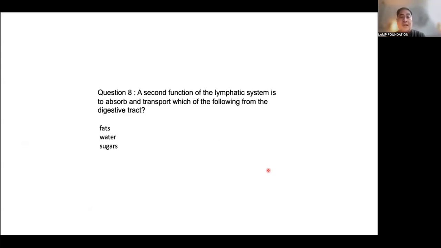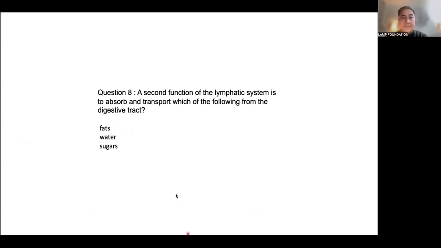A second function of the lymphatic system is to absorb and transport which of the following from the digestive tract? It's fats.